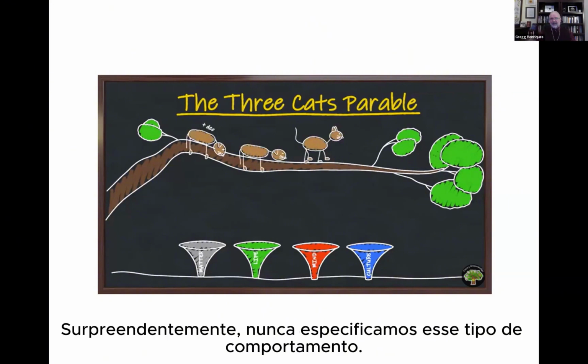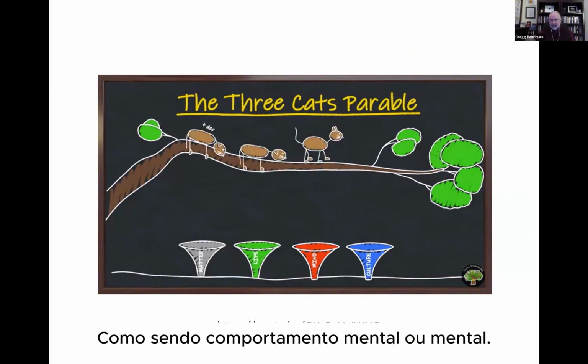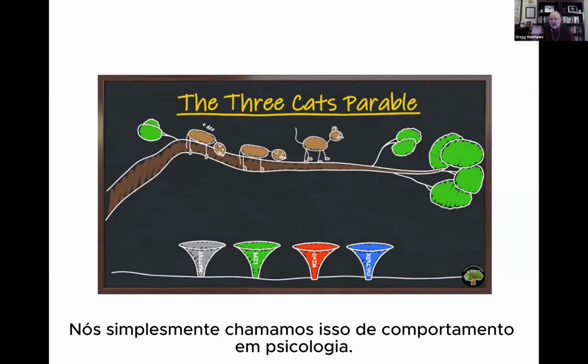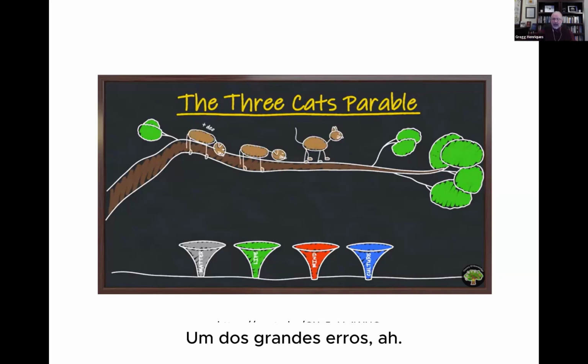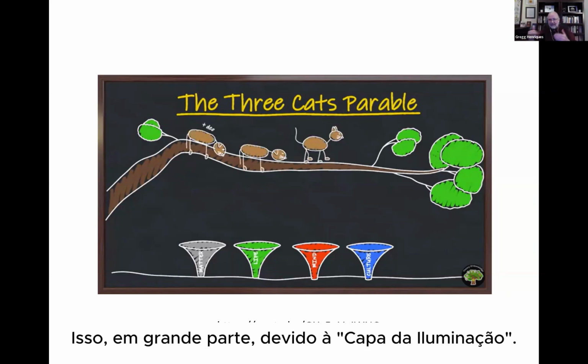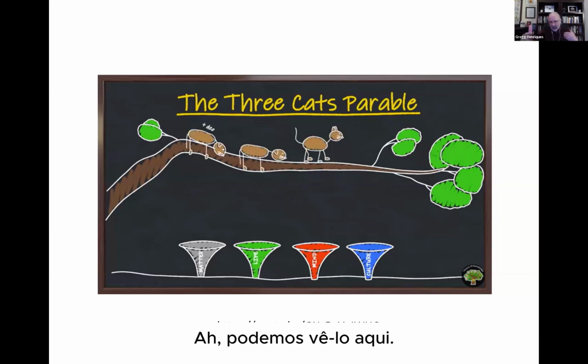Remarkably, we've never specified that kind of behavior as being minded or mental behavior. We just call it behavior in psychology, one of the great errors that I discovered in relationship to the history of the field. We did that in large part because of the Enlightenment gap, where we split mind and matter. Oh, we can see it out here.